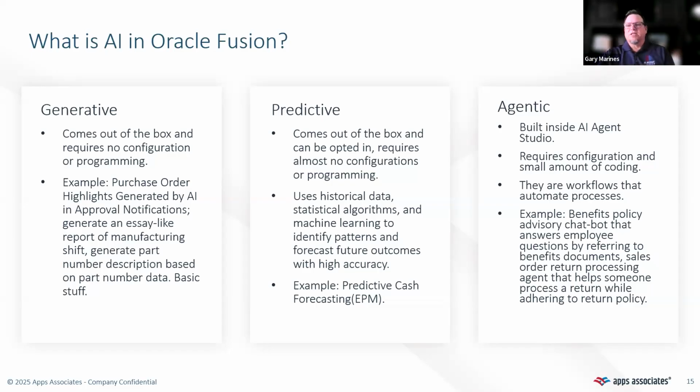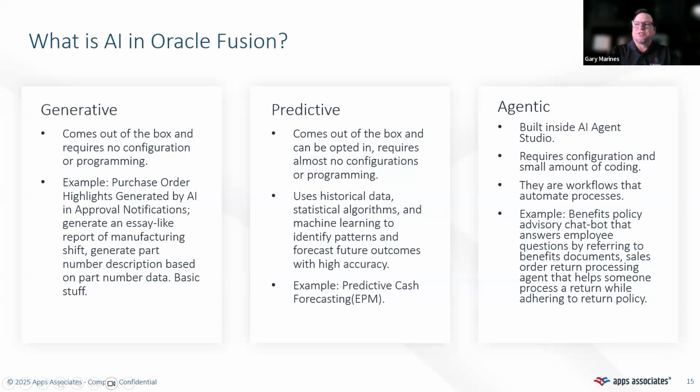Requires configuration and a small amount of coding, but it's English language coding, so to speak. So you're writing prompts, right? And these things are workflow-based processes that automate things for you. Think about a benefits policy chat advisor. Think about an item org copy agent, or an agent that is doing some work on your behalf that would otherwise take several steps.